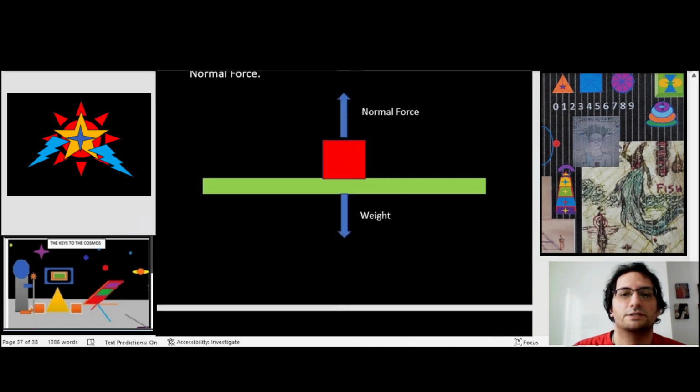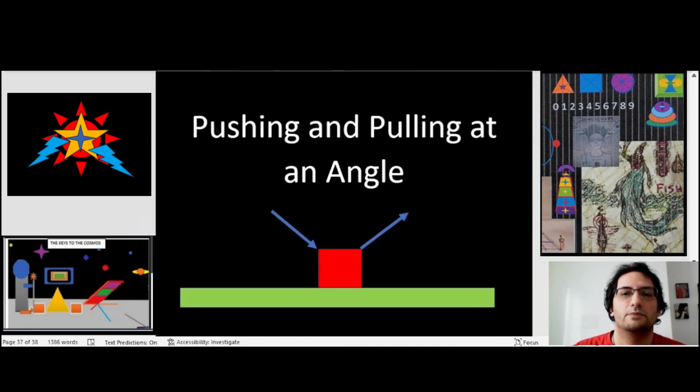So here's an introduction of the equations surrounding pushing and pulling a box at an angle.